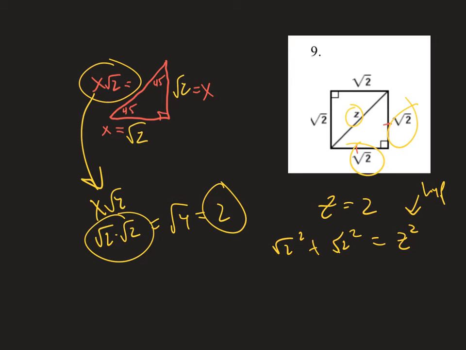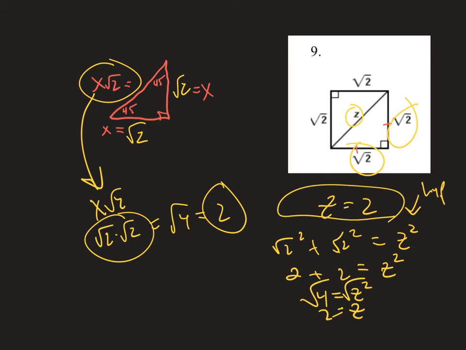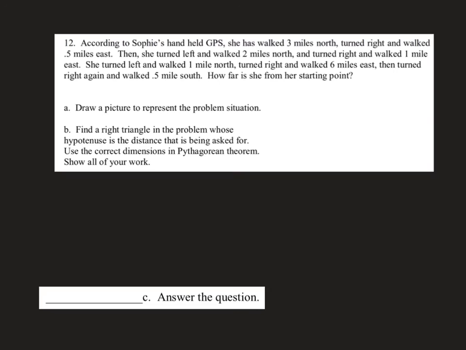So rad 2 squared, as we just said, would be 2, plus rad 2 squared would be 2 equals z squared. So that's 4 equals z squared, and the square root of z squared is z, and z is 2. Wow, blow me away. Z is still 2. Again, special right triangles or Pythagorean theorem, your choice.